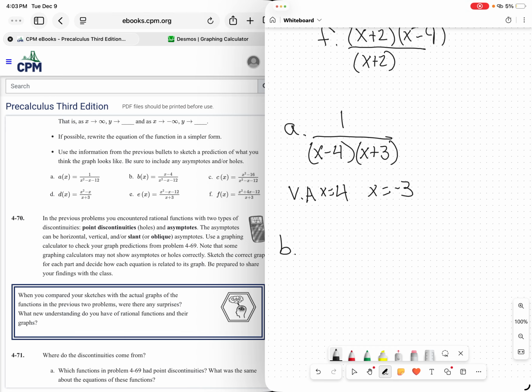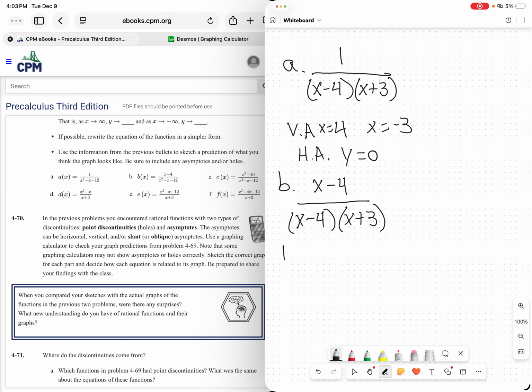We're also going to have a horizontal asymptote at y equals 0. All right, B, we have x minus 4 over the same factors, x minus 4, x plus 3. Now we're going to have a hole at x equals 4. We're going to have a vertical asymptote at x equals negative 3. And we're going to have a horizontal asymptote at y equals 0.